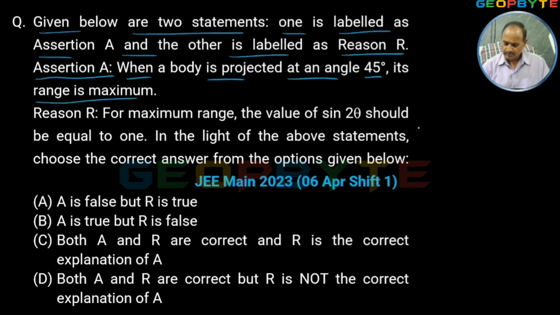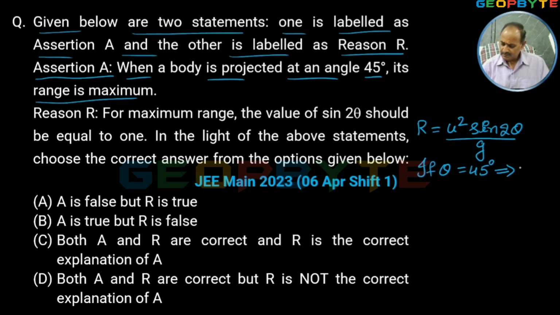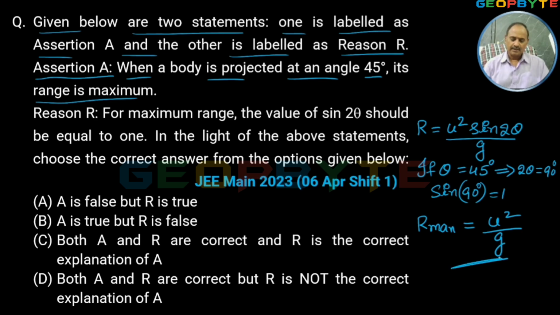That is true because range equal to u square sine 2 theta by g. If theta equal to 45 degrees, then 2 theta is becoming 90 degrees. Sine 90 degrees equal to 1. Then R maximum equal to u square by g. Anyhow, assertion statement is absolutely correct.